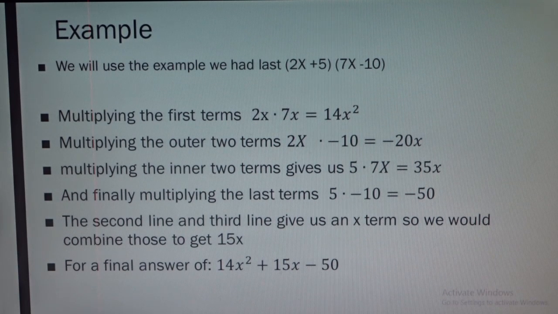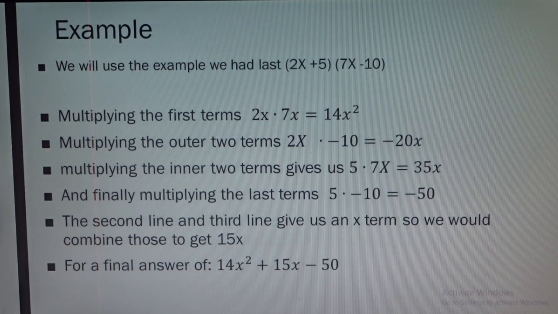If we multiply the outer two terms, in other words, the 2x and the negative 10, we get 2x times negative 10, which gives us negative 20x. We multiply the inner two terms, which gives us 5 times 7x. Well, 5 times 7x is 35x. And finally, multiplying the last two terms, we have 5 times negative 10. Well, 5 times negative 10 gives us negative 50.